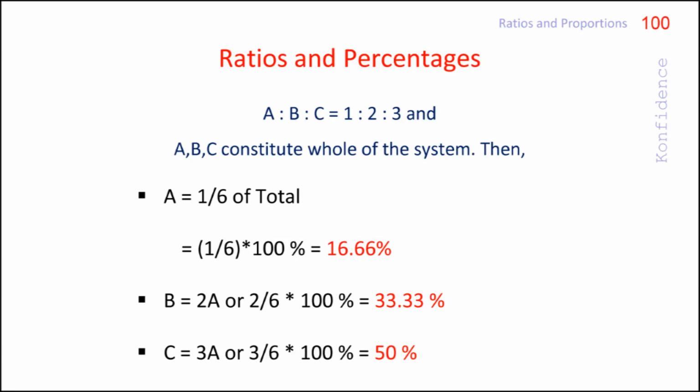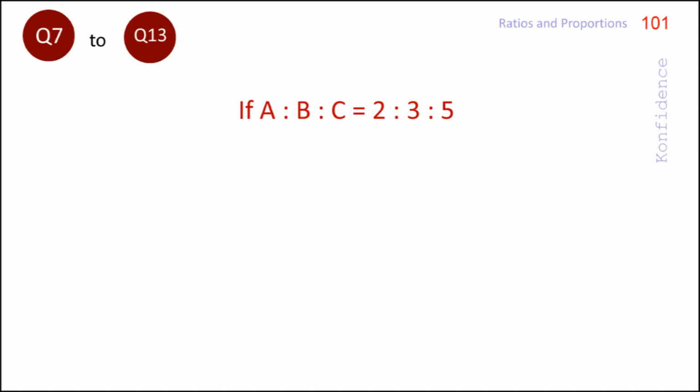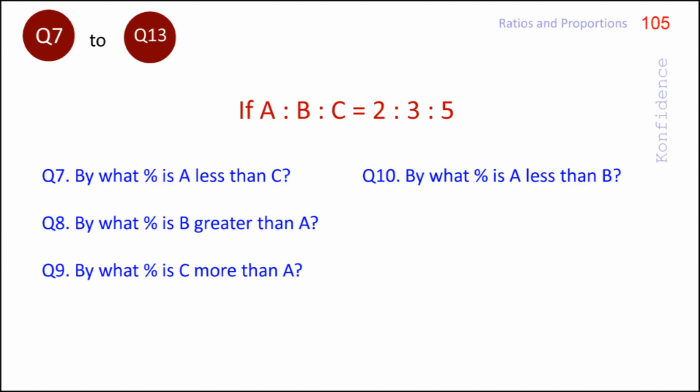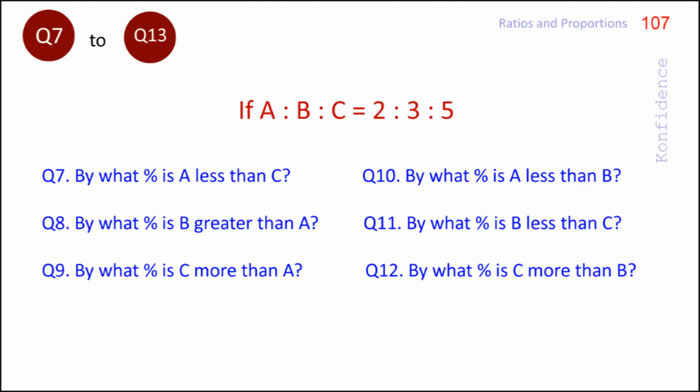Let us look at some more questions. Look at the questions Q7 to Q12. It is given that the ratio of three numbers A, B and C is 2:3:5. Based on that, we are asked to find certain percentage relations between them. Question 7. By what percentage is A less than C? Question 8. By what percentage is B greater than A? Question 9. By what percentage is C more than A? Question 10. By what percentage is A less than B? Question 11. By what percentage is B less than C? Question 12. By what percentage is C more than B?